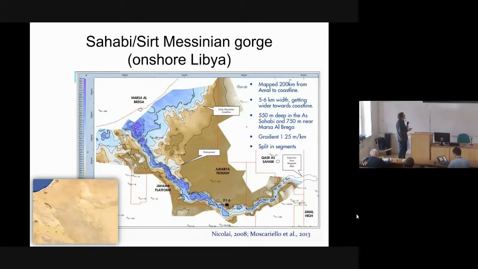This is in the margin of Libya. And here we are looking at a valley that is about 200 kilometers upstream from the coast. And this is the Gulf of Sirte. And it reaches a depth of more than 500 to 750 meters near the coastline. So it's a very deep feature that you cannot explain by climatic oscillations during the Plio-Quaternary, by sea level fluctuations, I mean. This is not eustatic. There must be another explanation.